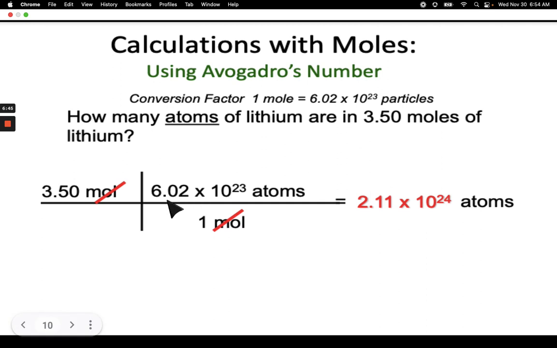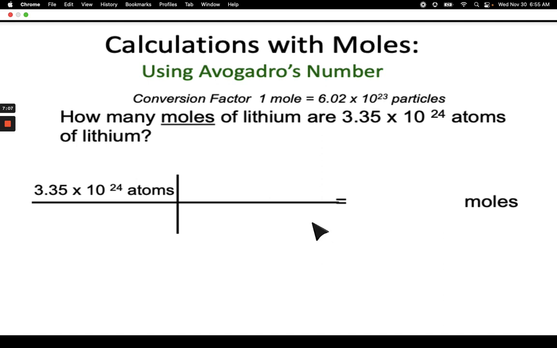So here we go. We would arrange it. So again, 1 mole equals 6.02 times 10 to the 23rd particles. And in this case, we're talking about atoms. So 3.5 moles times 6.02, and the moles cancel. We're left with atoms, is 2.11 times 10 to the 24th atoms of lithium. There you go. All right, let's try another one.